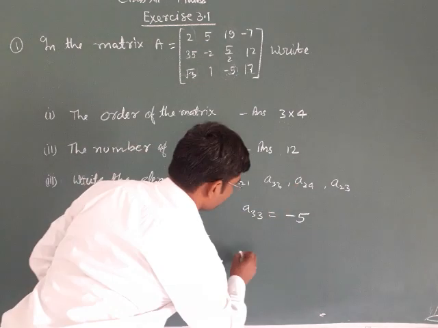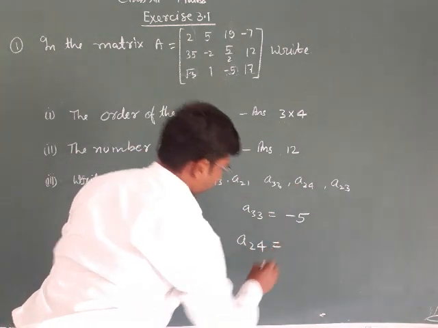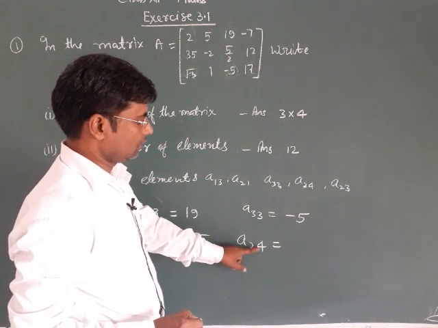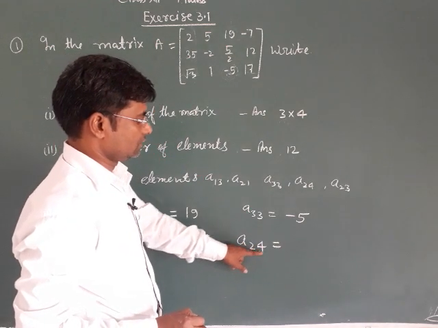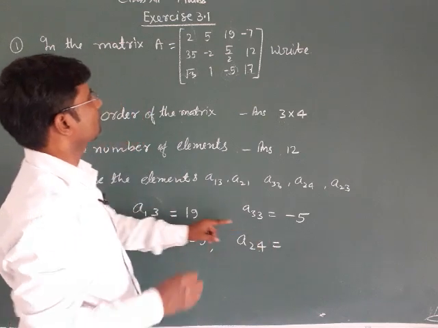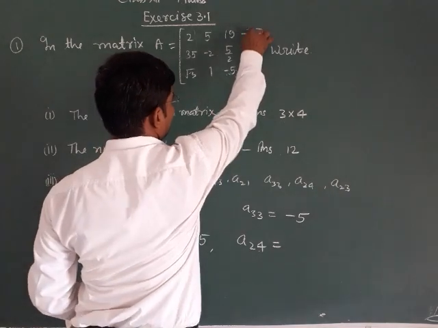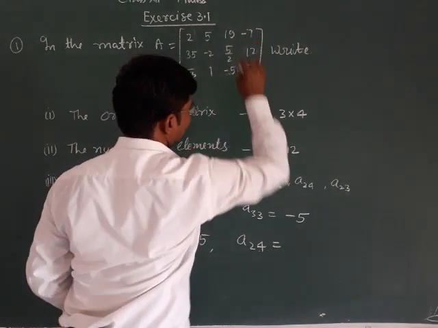And a24 is the second row and fourth column. The element at the second row and fourth column is 12.